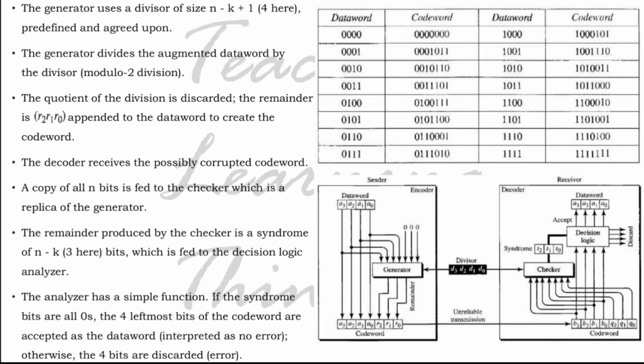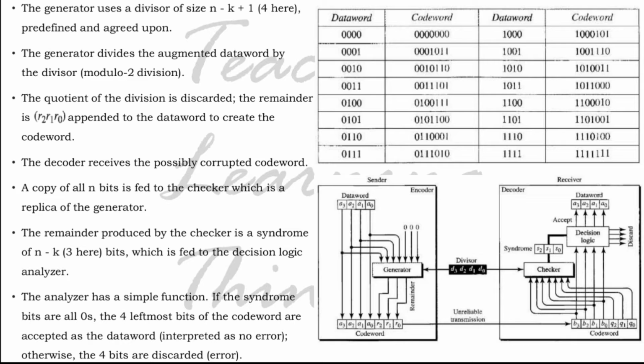The generator uses a divisor of size n minus k plus 1, that is 4 here, predefined and agreed upon. The generator divides the augmented data word by the divisor using modulo 2 division, and the quotient of the division is discarded. The remainder R2, R1, R0 is appended to the data word to create the code word. So the augmented data word is divided by modulo 2 division, and we get a remainder R2, R1, R0 which is appended to the data word to create the code word.